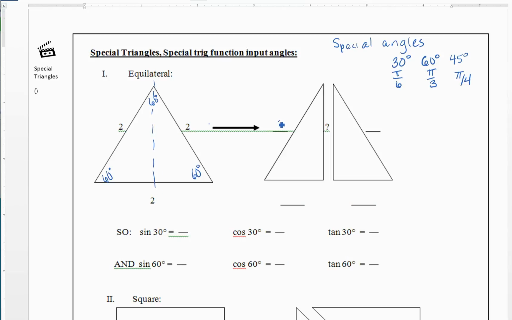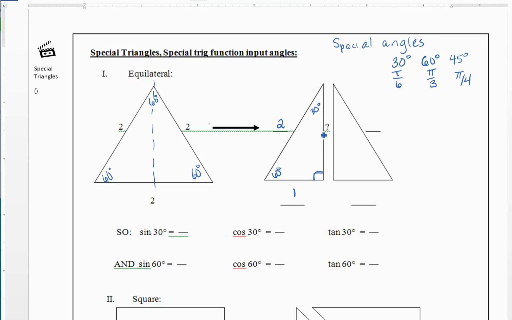Okay, so this is still going to be 2. This is still going to be 60 degrees. We're cutting it perpendicularly so that this makes a right angle. This is a 30-degree angle. Okay, now we've split this in half, so this is going to be 1.